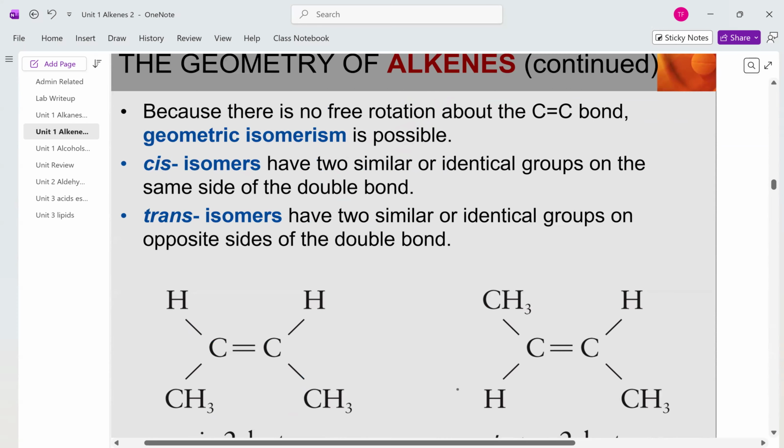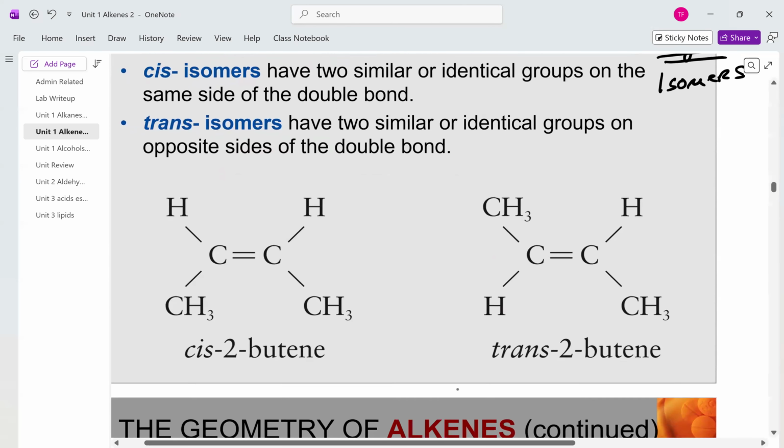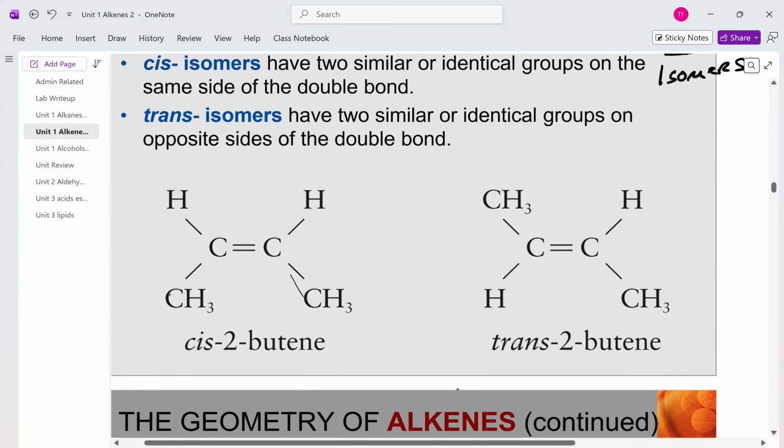Double bonds do not rotate. That means they're rigid. No free rotation means rigid. If it's rigid, look for isomers. We mentioned cis-trans earlier. Again, frequently you'll have a cis-trans combination. So since the methyl groups or the hydrogens are on the same side, cis. Here they're opposite sides, so it's going to be trans.